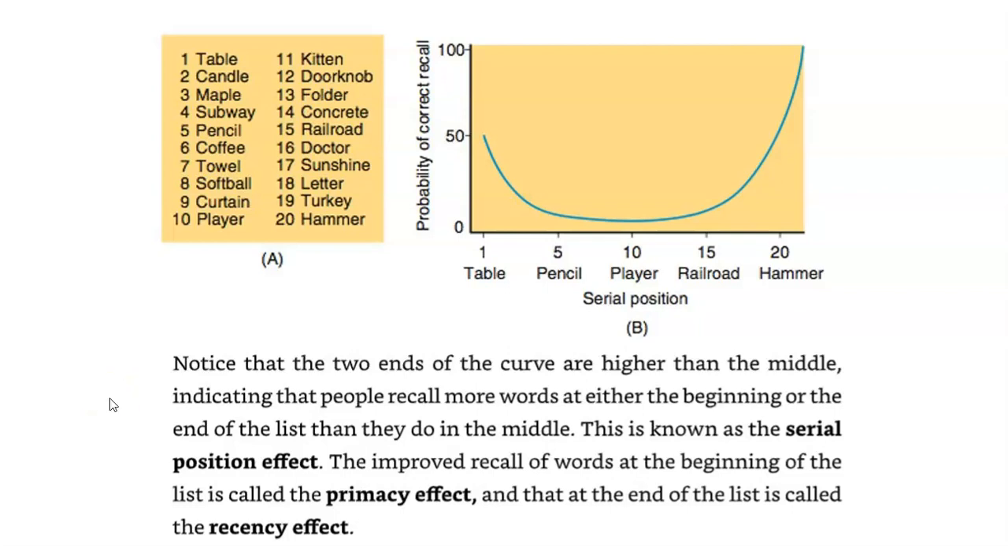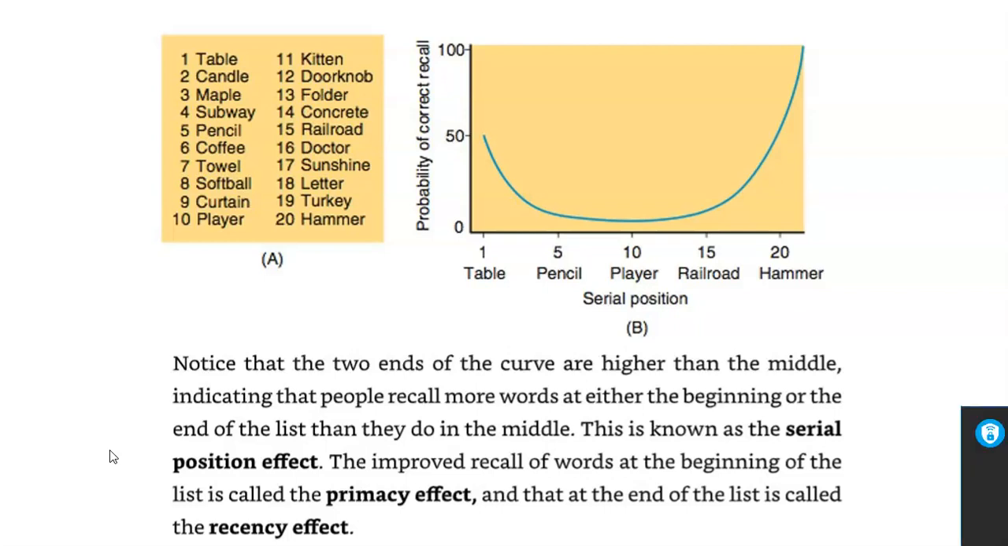So for the first word, table. And then another 5 seconds, candle. Another 5 seconds, maple. And so what's the participant doing? They hear table and they're repeating it over and over again. They're rehearsing it. Then candle, table, candle, table, candle. Then maple, table, candle, maple. These first words have the advantage of being rehearsed over and over again.